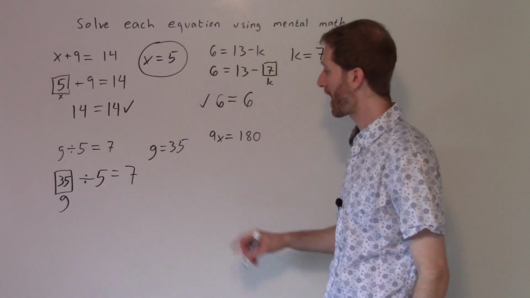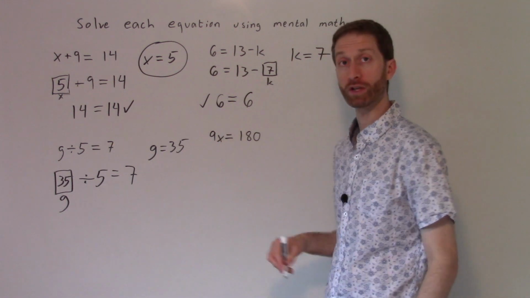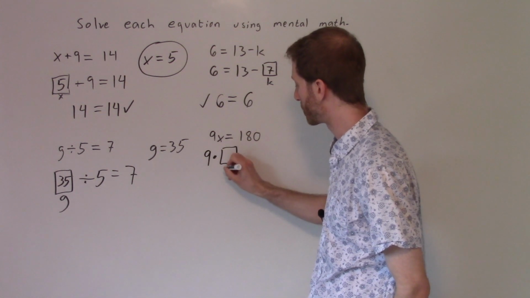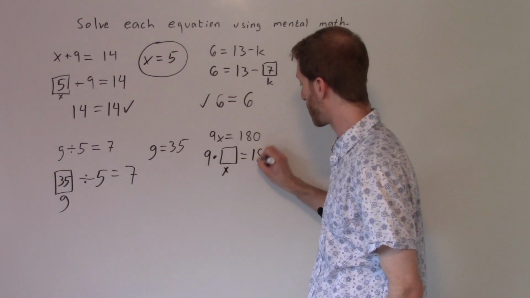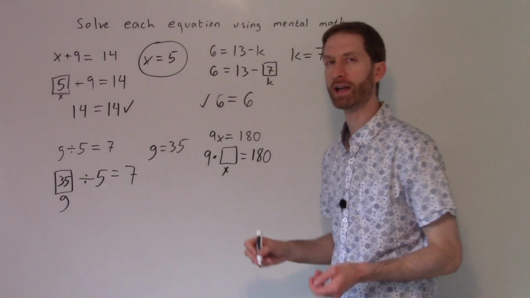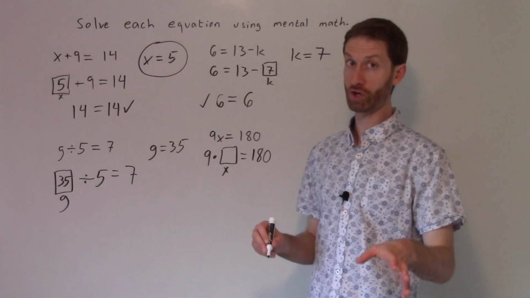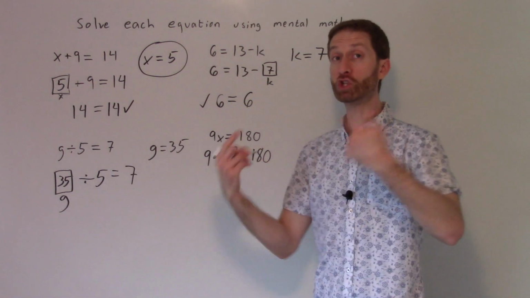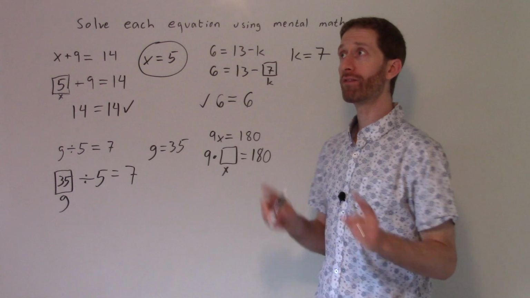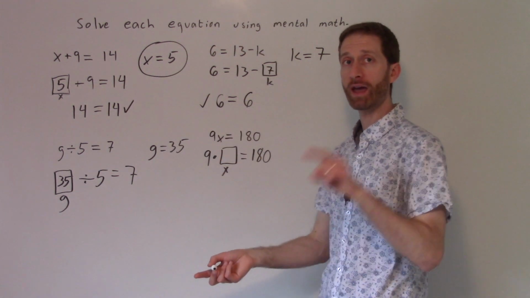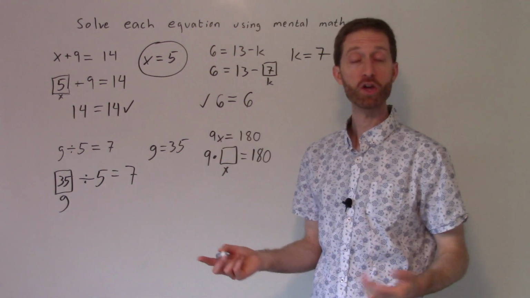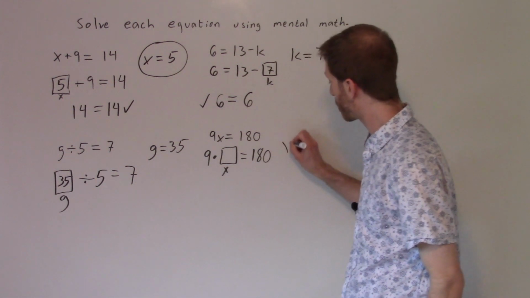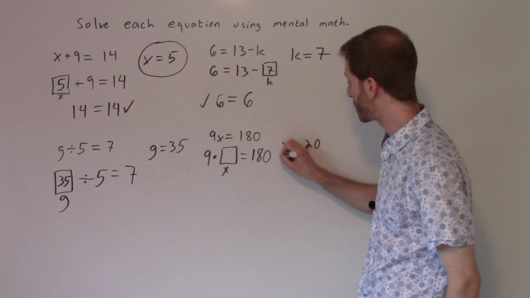Last but not least, you have 9 times what number equals 180. So you could also write this problem as 9 times an empty holding spot we're calling x equals 180. So what number times 9 gives you 180? Now your mental math needs to be pretty sharp for this one because 180 is a large number. Well, 9 times 2 gives me 18. We have 18 tens, so we have 2 tens as our answer. So 9 times 20 would give us 180. So our solution is x equals 20.